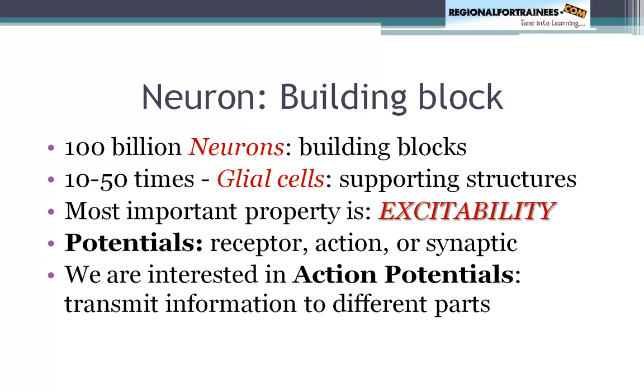For a neuron, the most important property that we need to focus upon is its excitability. And it is by virtue of this excitability that it is able to communicate with different cells in our body. Neurons are not the only excitable tissues in our body. There are other ones, mainly exemplified by the muscles. And by virtue of this property, they are able to generate membrane potentials.